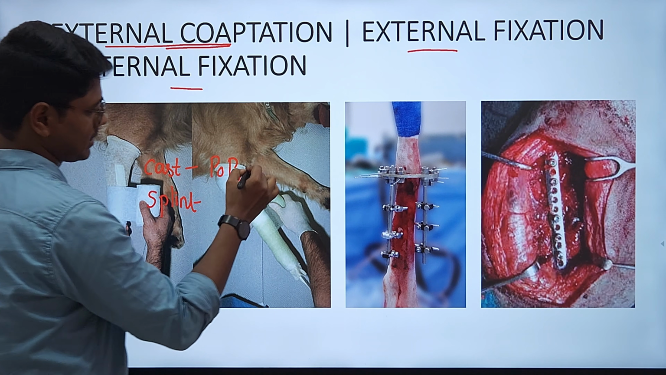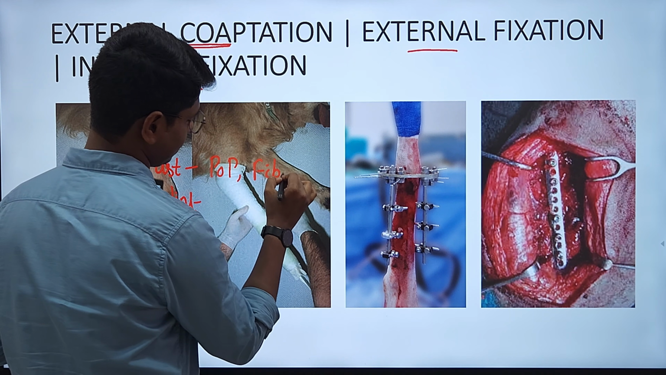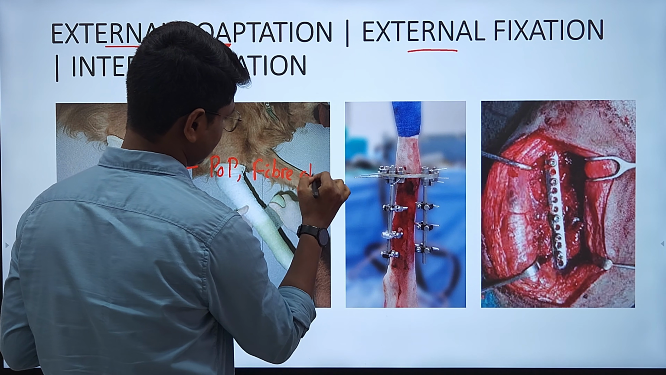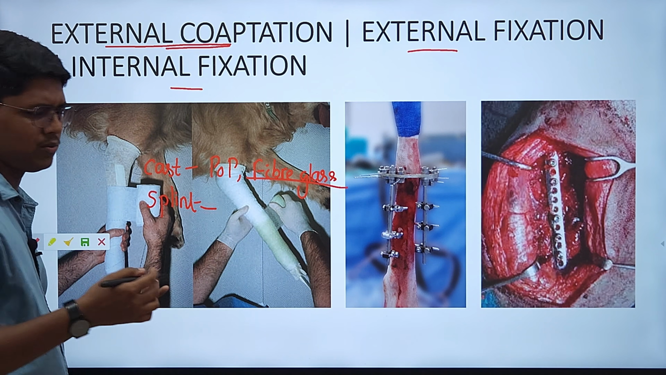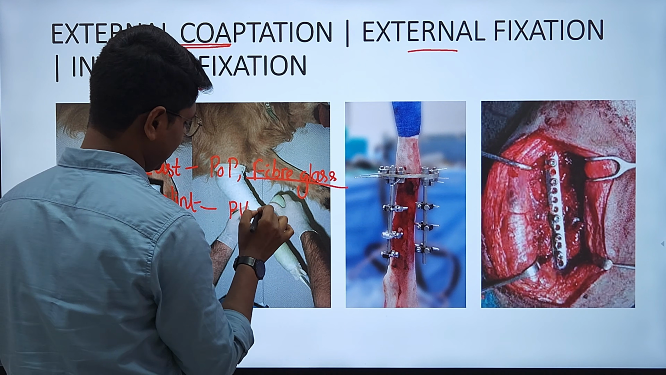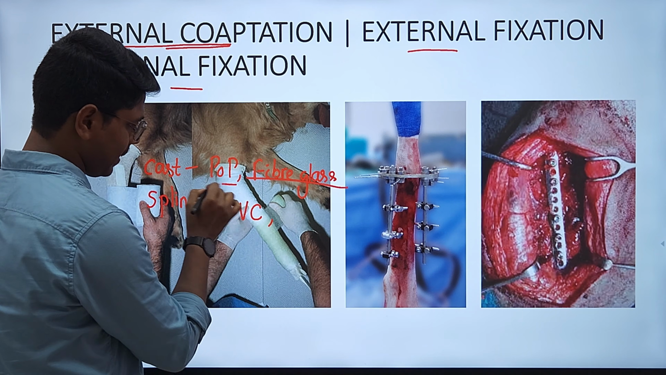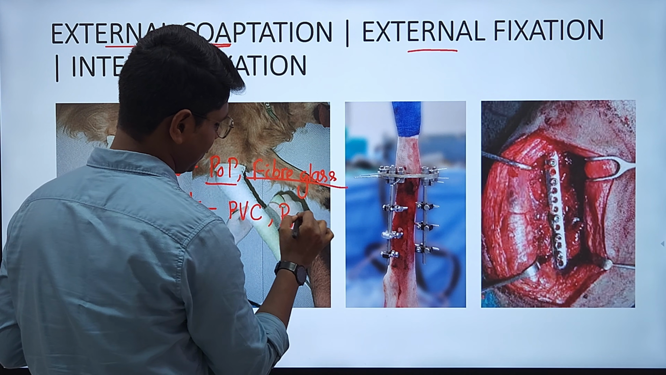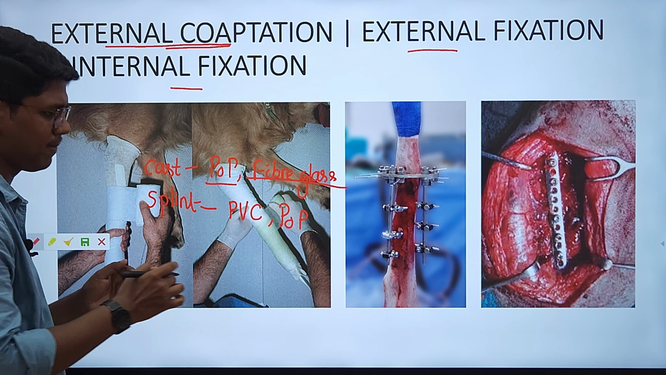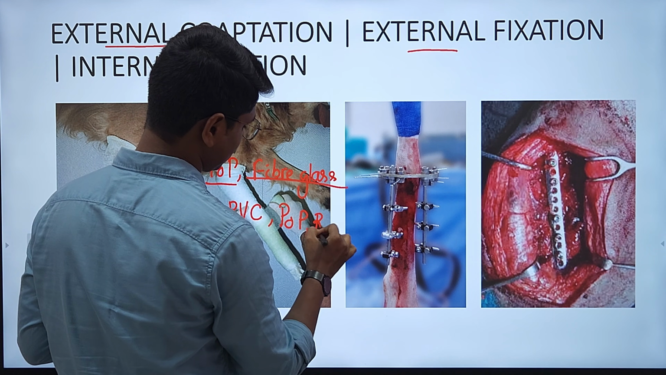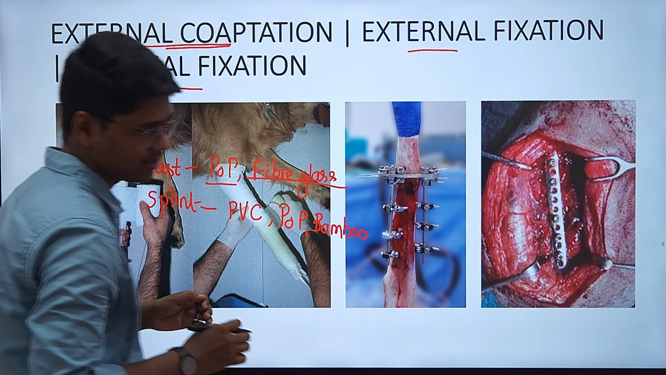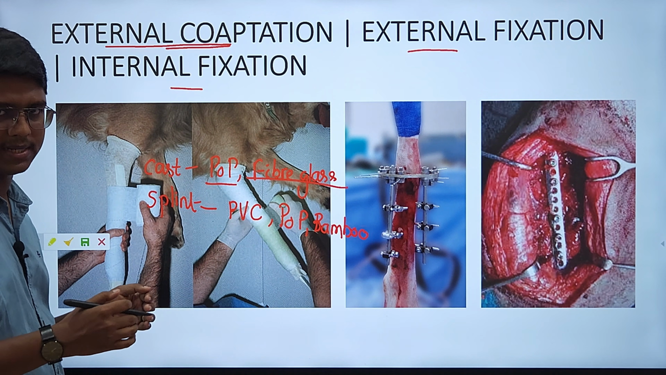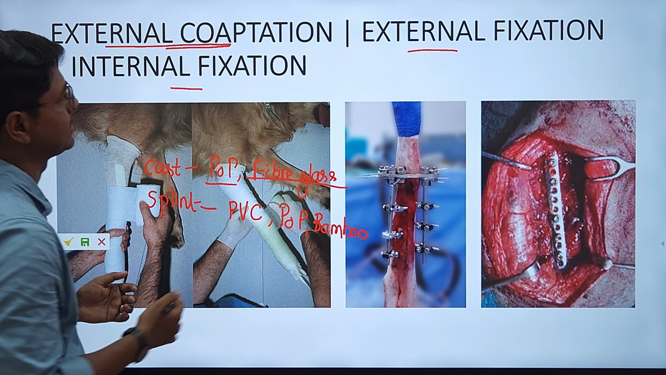Okay, or you can say fiberglass cast, fiberglass cast. So those things are basically casts. For splints, sometimes you use PVC pipe for splint purposes, or you can make a splint out of POP also. Bamboo sometimes can be used, bamboo. All those things are basically external coaptation bandaging, where you use cast and splint.